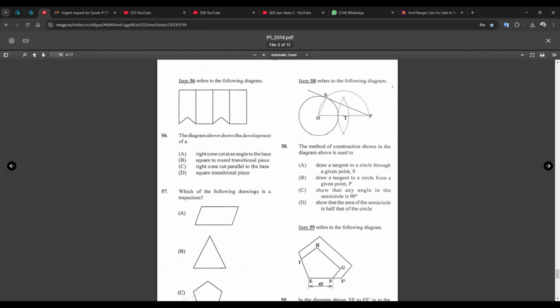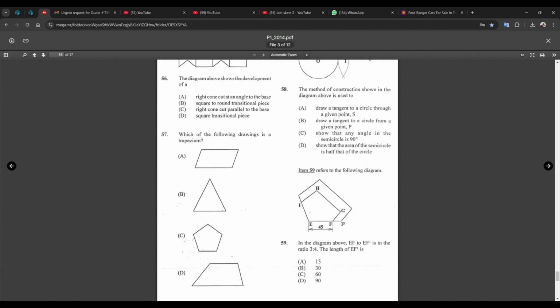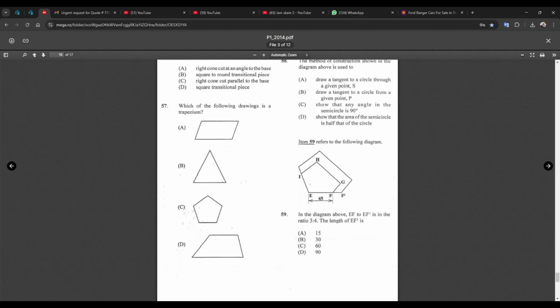Number 56. The diagram above shows the development of a square transitional piece. D, a square transitional piece. None of the other answers make sense, really. 57. Which of the following drawings is a trapezium? The answer is D.